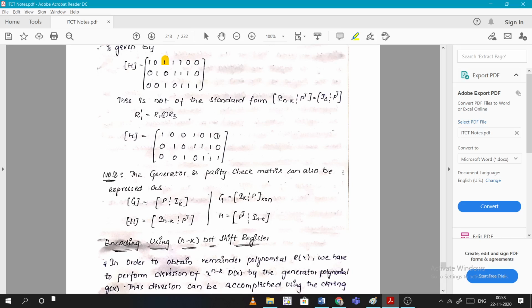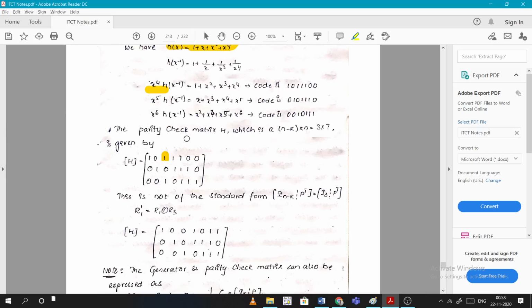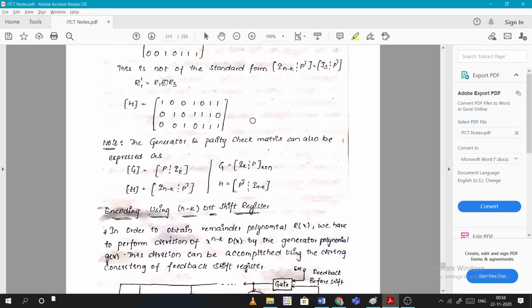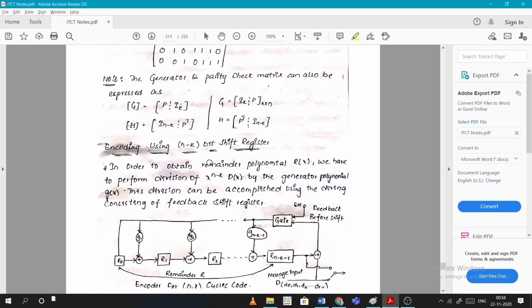This is how we find the generator matrix and the parity check matrix. This is what we have implemented mathematically. How to implement it practically, we will see in the next video.